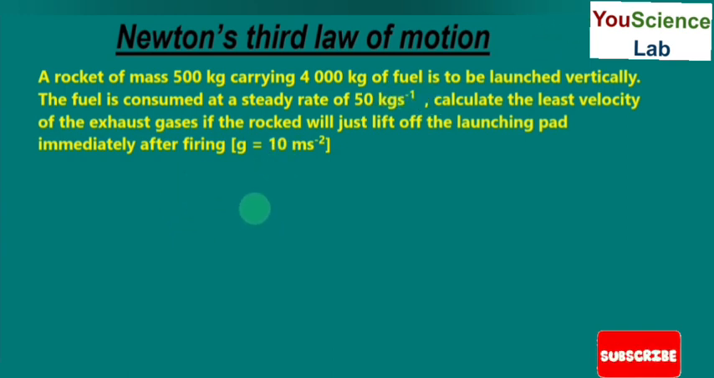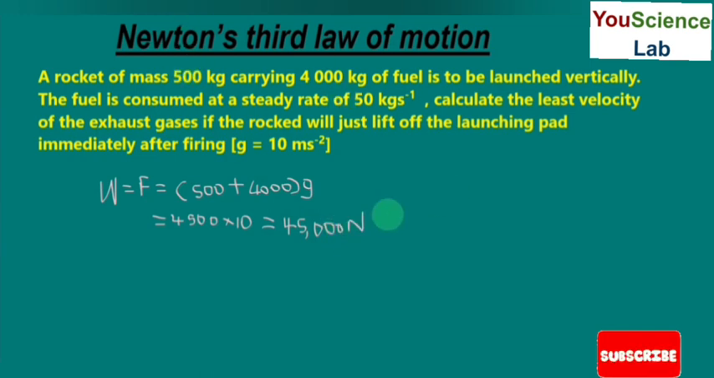The total weight of the rocket is going to be the weight of the rocket plus the weight of the fuel. So the weight W is equal to the force exerted upwards, which is equal to the mass of the rocket, 500 kilograms, plus the mass of the fuel, 4,000 kilograms, times g. So that will be equal to 4,500 times the value of g, which is 10, so that is equal to 45,000 newtons.